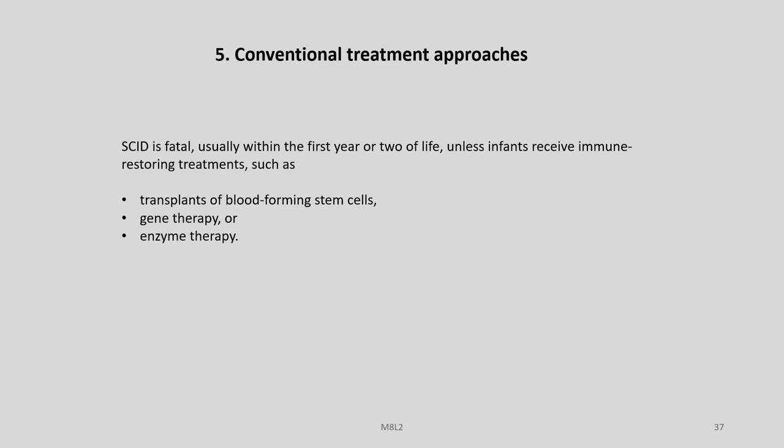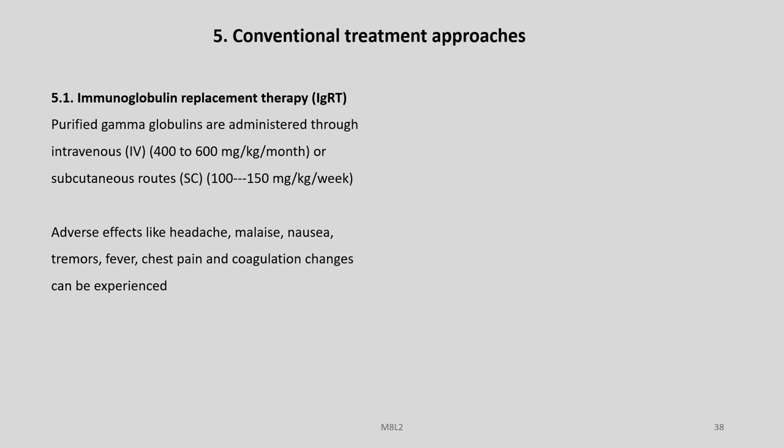Now, let us discuss the conventional treatment approaches for SCID. SCID is a fatal disease, usually within the first year or two of life, unless infants receive immunorestoring treatments, which may be as follows: transplants of blood-forming stem cells, gene therapy, or enzyme therapy.